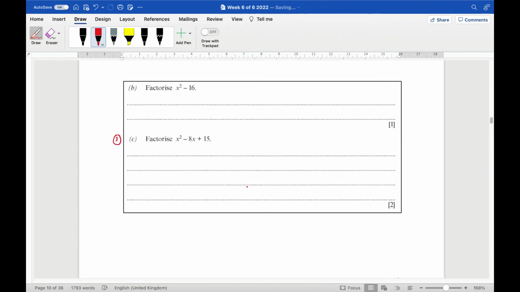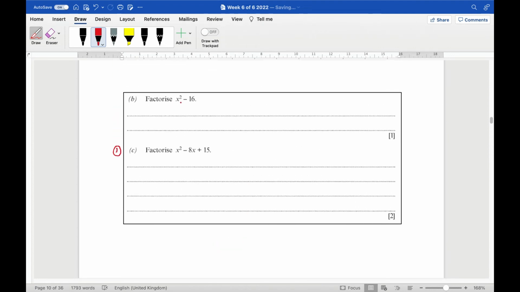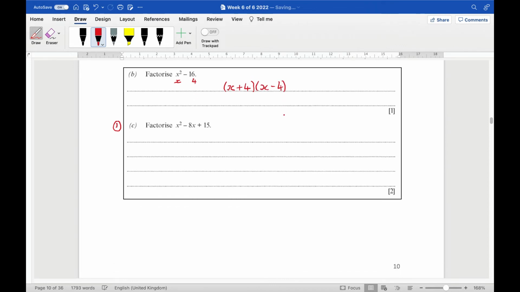So this one here, think about it. What is being squared here? X. What is being squared to make 16? 4. So my two brackets are x plus 4 and x minus 4. And we'll use that a little bit coming up.